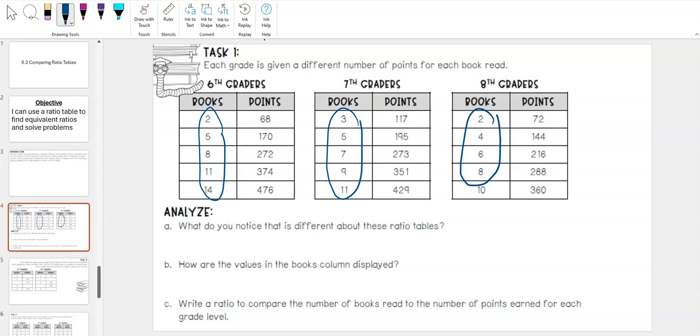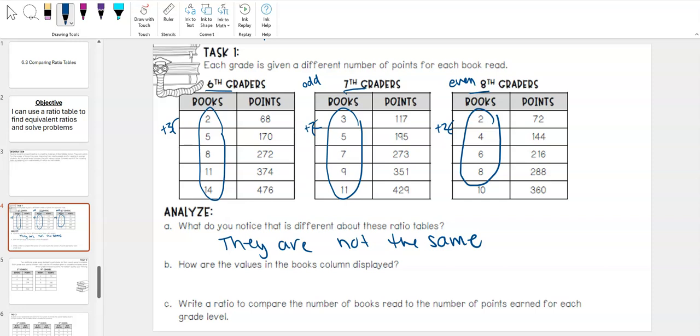I can't compare a 6th grader, a 7th grader, and an 8th grader because there are not 3 sections of books that are the same. Here you have skip counting by 3s. Here you have skip counting by 2s, and here you have skip counting by 2s, but the 7th graders are only odd numbers of books, and the 8th graders are only even numbers of books. So we would say that they are not the same, so it's really hard to compare.